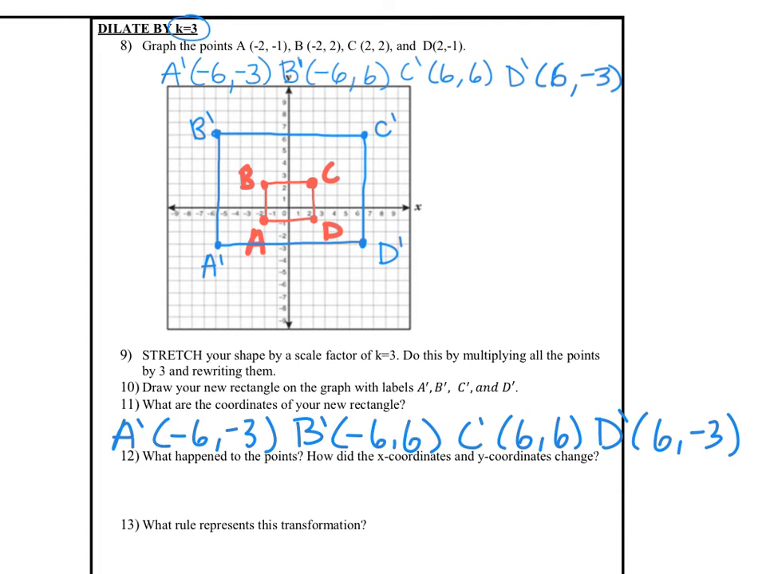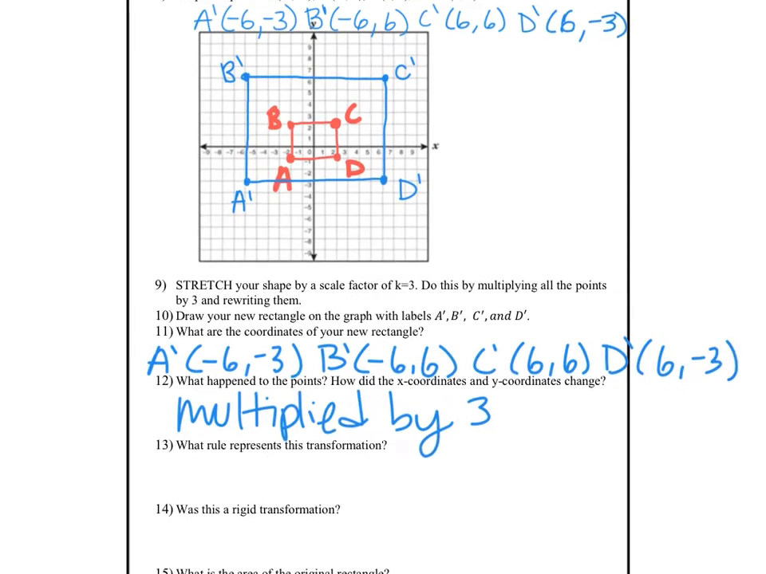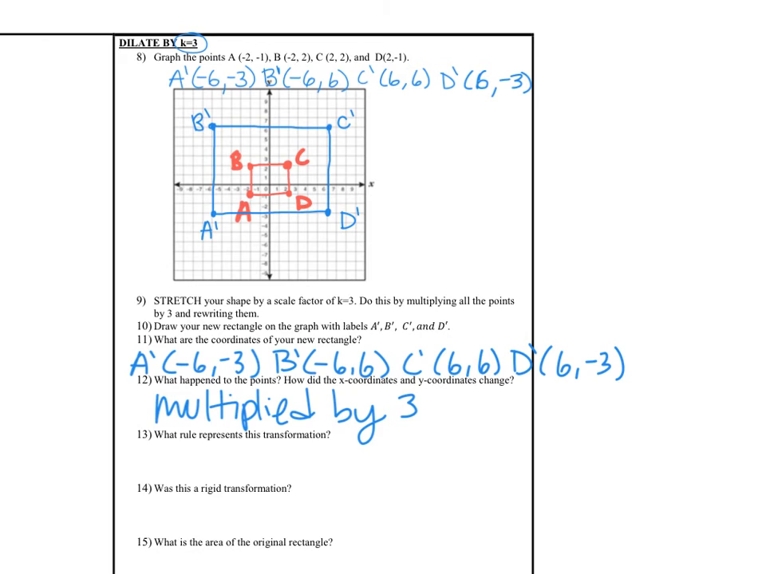Okay, would someone raise your hand and tell me what happened to the points? What did we do? Yep. Multiplied all the points by 3, which means the side lengths are 3 times the size as well. What rule represents this transformation? Anyone want to give it a shot? XY goes to 3x, 3y. Yep. Because we multiplied the x and the y by 3.